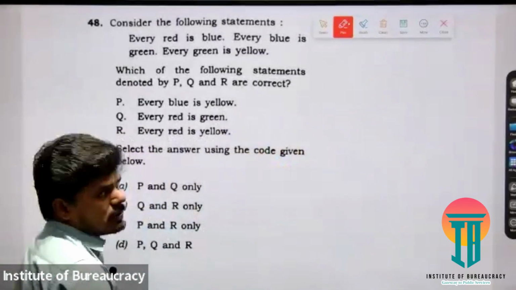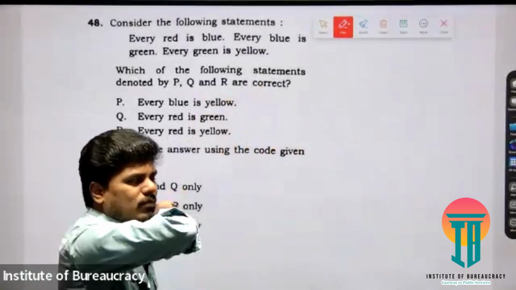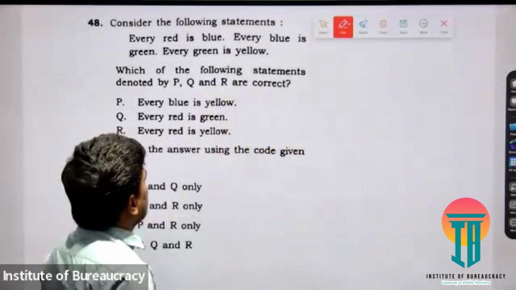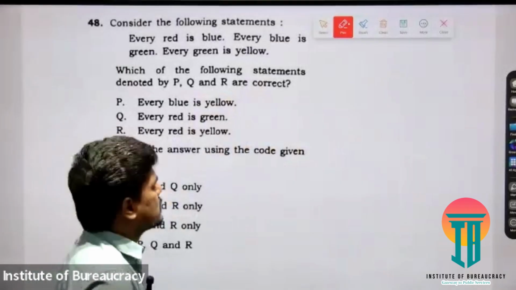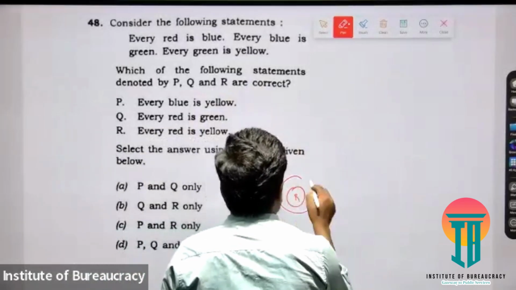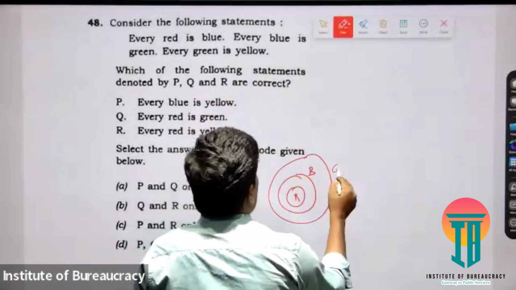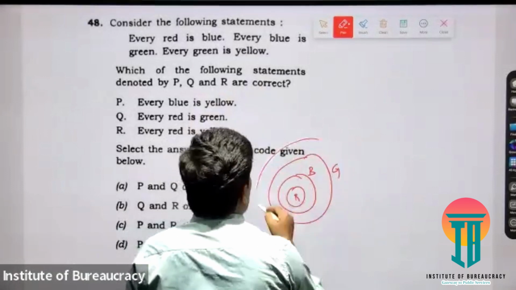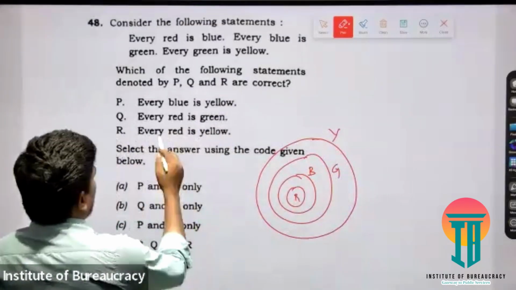Okay, this is a syllogism sum. Like the previous problems, they are all easy problems only. This is another easy problem. Syllogism sum. Every red is blue. Every blue is green. Every green is yellow.